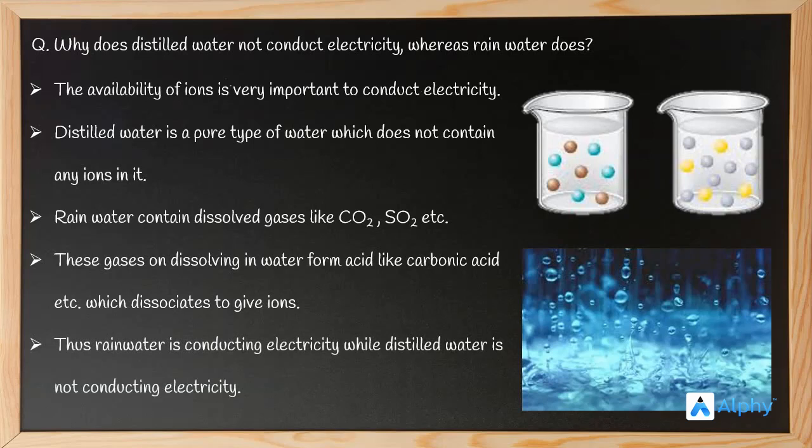In a nutshell, you can see that distilled water being pure has no ions within it, and the availability of ions is a crucial point to conduct electricity within any solution. So distilled water hence does not conduct electricity, while rainwater has dissolved gases within it, and these dissolved gases form acids such as carbonic acid, which dissociate to give out ions, and because of the presence of these ions, rainwater is able to conduct electricity. However, distilled water is unable to do so.